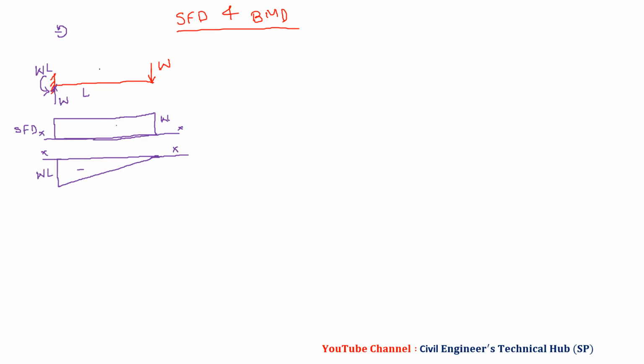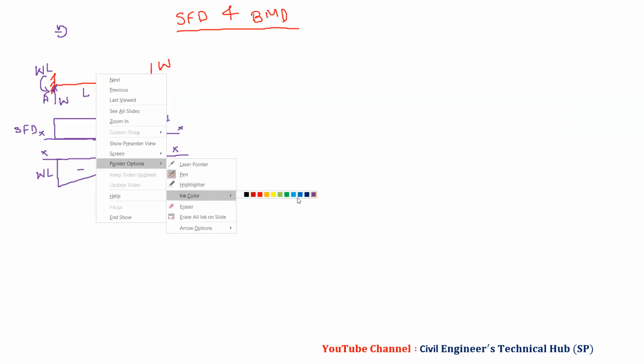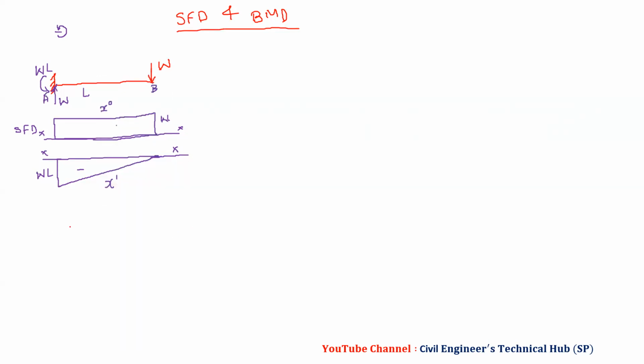So we have here no load between A to B. In SFD, we have x to the power 0 polynomial function, and here we have x to the power 1. It is increasing by 1. All these standard cases you should know. I already mentioned you have to draw and write all this and upload it on our Google Classroom.